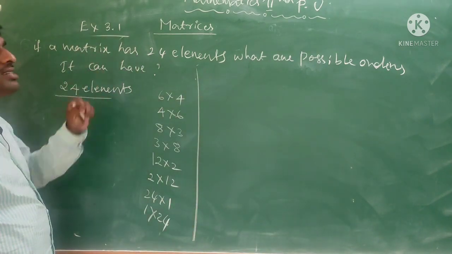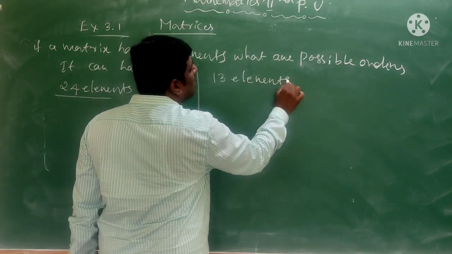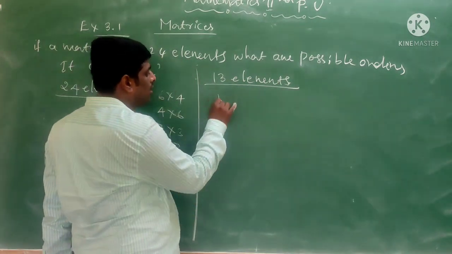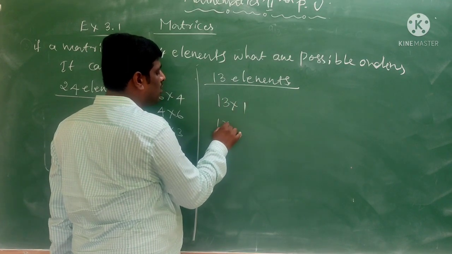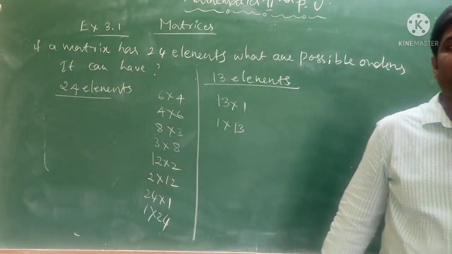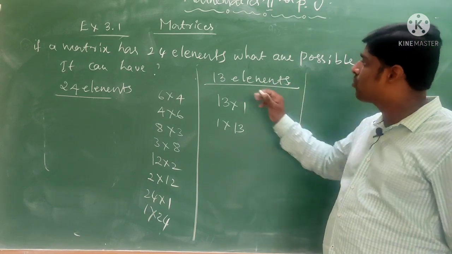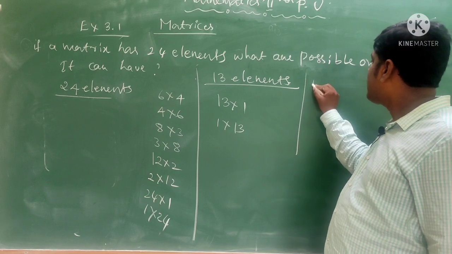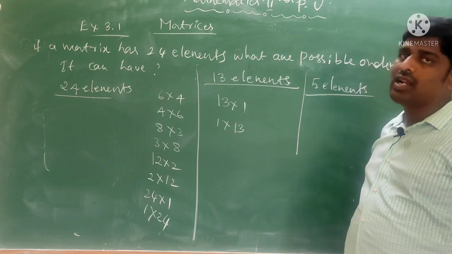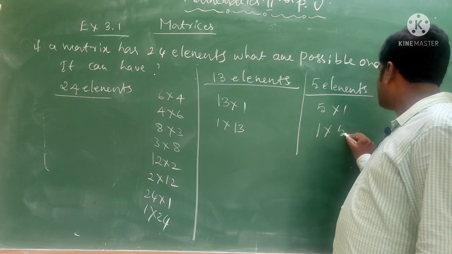Suppose if a matrix has 13 elements, what are the possible orders? Okay, just very simple. 13 cross 1, 1 cross 13. It has only 2 factors because 13 is a prime number. So that's why you can write only 2 factors. Okay, suppose if a matrix has 5 elements, what are the possible orders? Very simple. 5 cross 1, 1 cross 5.